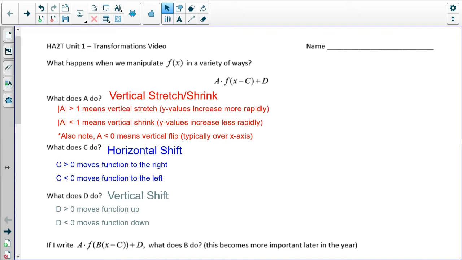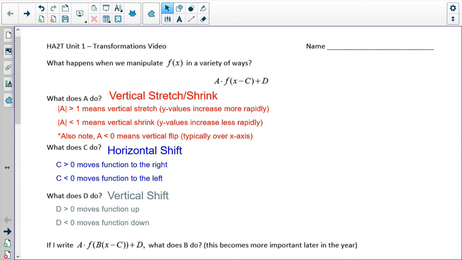So when a is greater than 0, it looks its normal direction, and when a is less than 0, the graph flips. And when the absolute value of a is greater than 1, that means that the y values increase more rapidly, which we will call a stretch. And if the absolute value of a is less than 1, that means we have a vertical shrink. So the values increase less rapidly in that case.